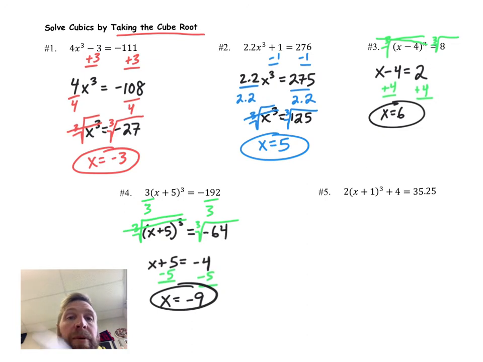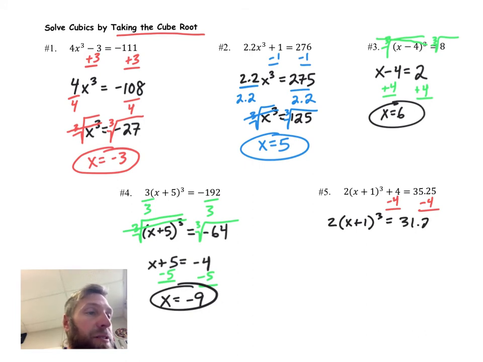So in this last problem, we've got a handful of things that we've got to undo. You can get rid of the 2 or the 4 first. I like to get rid of the 4. It's the extra junk. It's the least attached to the x. It's the furthest away. Let's go ahead and get it out of the way. Cool, 35 minus 4 is 31. And then we got a decimal at the end of that.